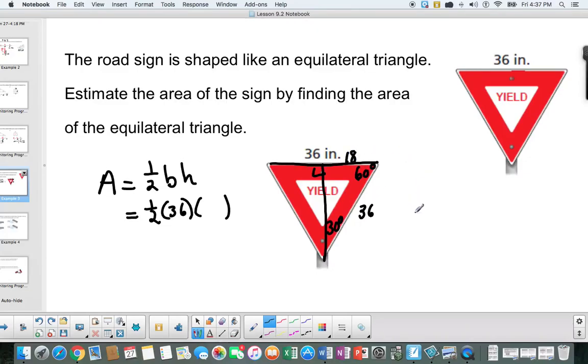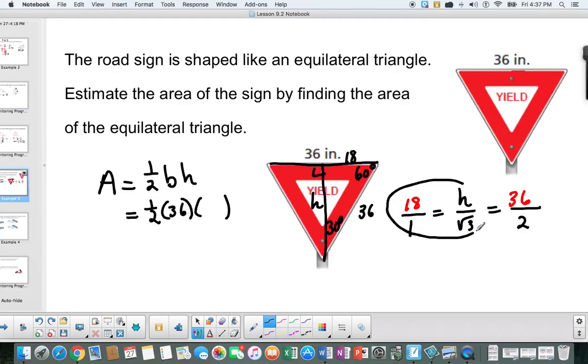So I know that this ratio that I keep pushing is 1, root 3, 2. And I know the hypotenuse is 36, so I put 36 over here, and I know the short leg is 18, and this is what I'm looking for right here. I'm looking for the height, so I'm going to put h right here because that's what I'm looking for. So I can either use this proportion or I can use this one, and I am definitely going to use this one. This is going to go a lot faster. h will be equal to 18 root 3. So that's what I'm going to write here, 18 root 3.